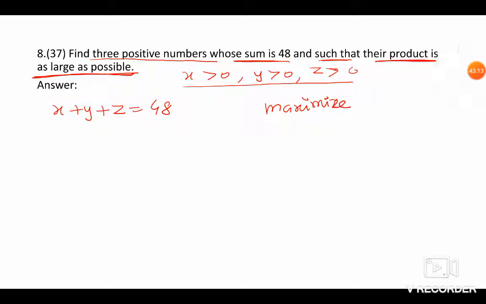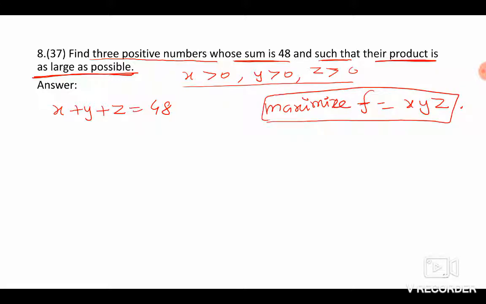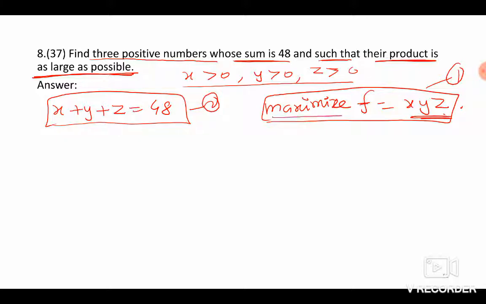Okay. The product is to be maximized. We call it maximize the function f, which is the product x into y into z. And we have seen a procedure for finding relative maxima or relative minima for a function of two variables, not a function of three variables. So the third variable should be eliminated by using the given auxiliary equation. So let's find z from this equation. This is actually equation number 1. This is equation number 2. The function to be maximized or minimized is the function in equation 1.